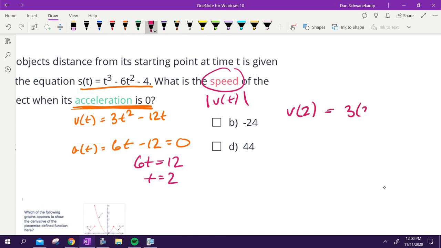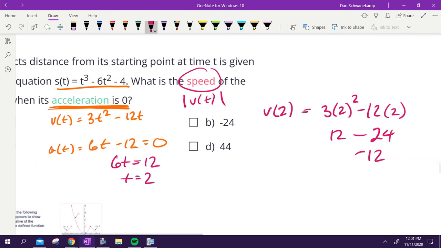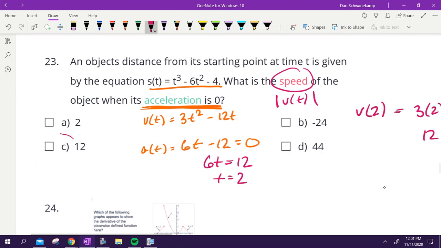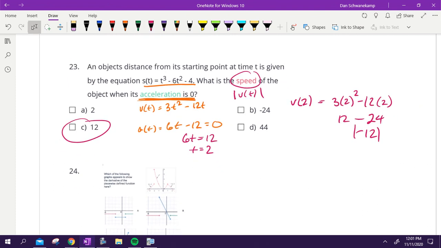So it's 3 times 2 squared minus 12 times 2. 2 squared is 4 times 3 is 12 minus 24. I get negative 12, but we are talking about speed. And if we're talking about speed, it is the absolute value of that. It is a positive 12. Questions on 23.